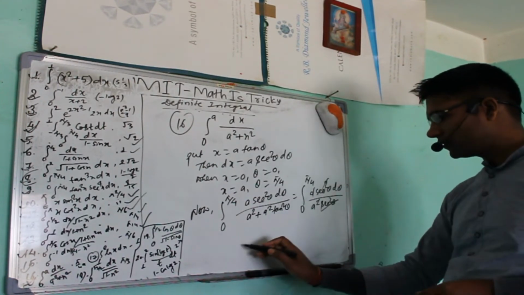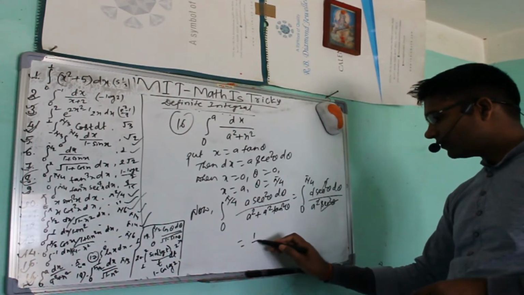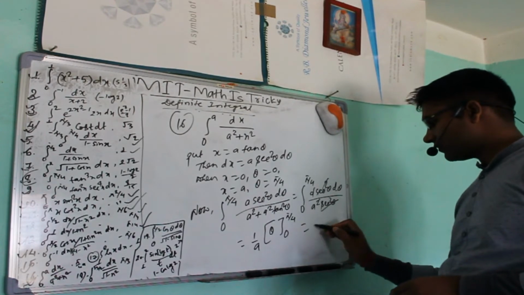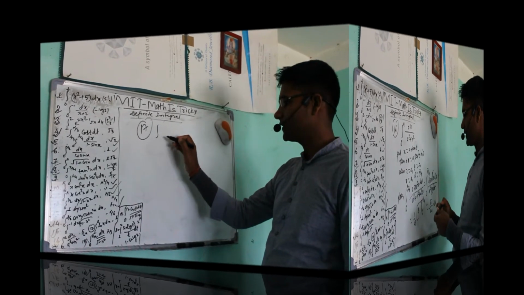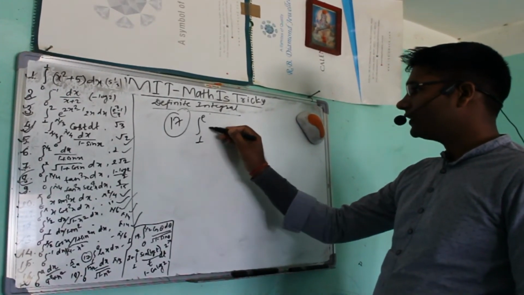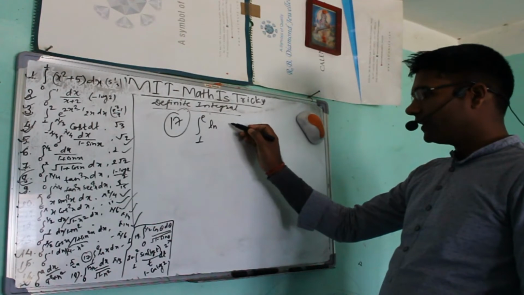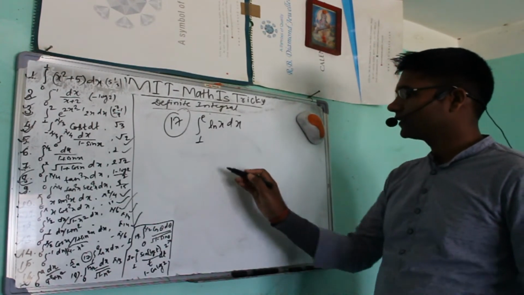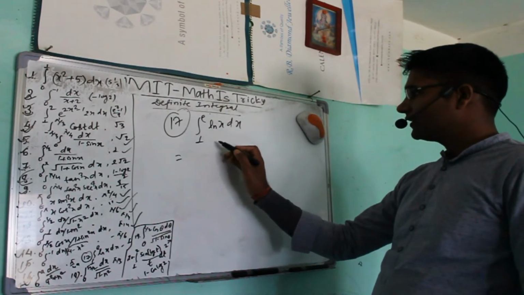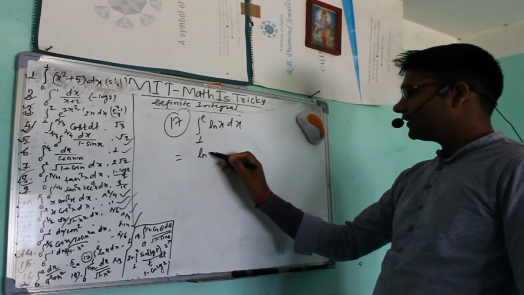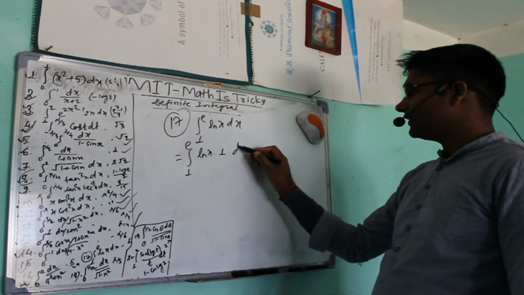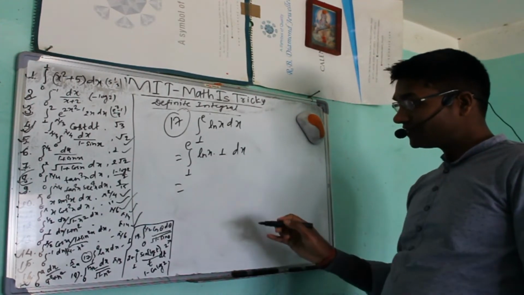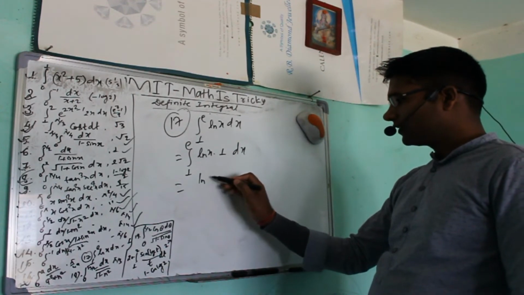Question number 13 is integration from 0 to 1, dx by 1 plus x square. We have to find, as before, let's put x equals tan theta, then dx will be sec square theta d theta. When x equals 0, theta will be 0. When x equals 1, theta will be pi by 4, 45 degree, where tan is 1.